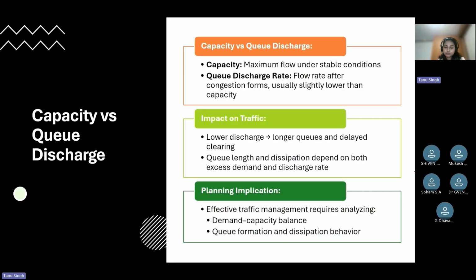Then coming to capacity versus Q discharge. Capacity is the maximum flow the road can handle in stable condition. However, after congestion occurs, vehicles discharge at a slower rate. This is known as Q discharge rate.